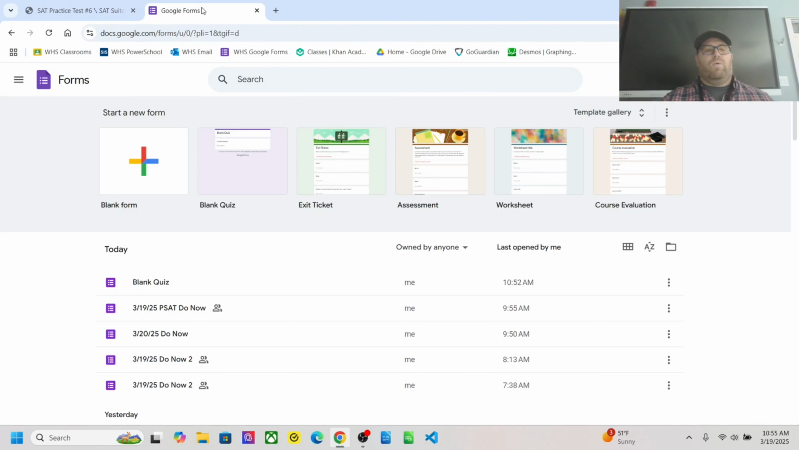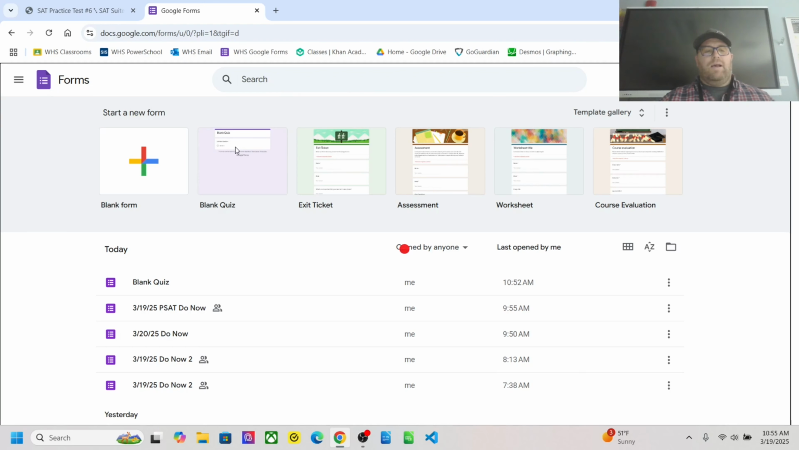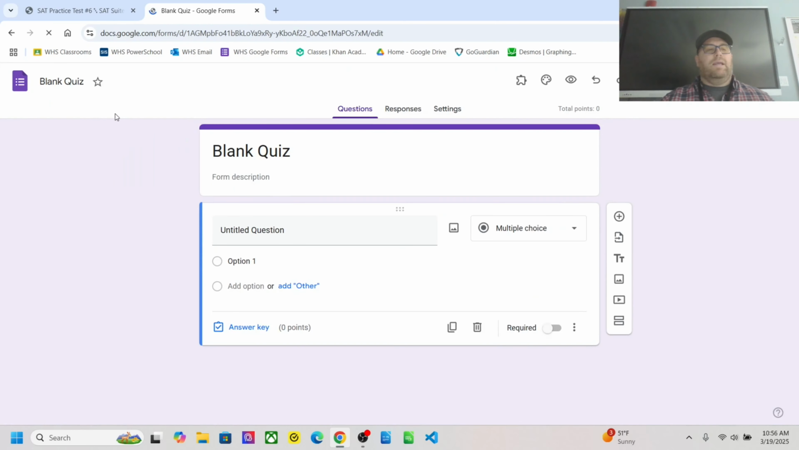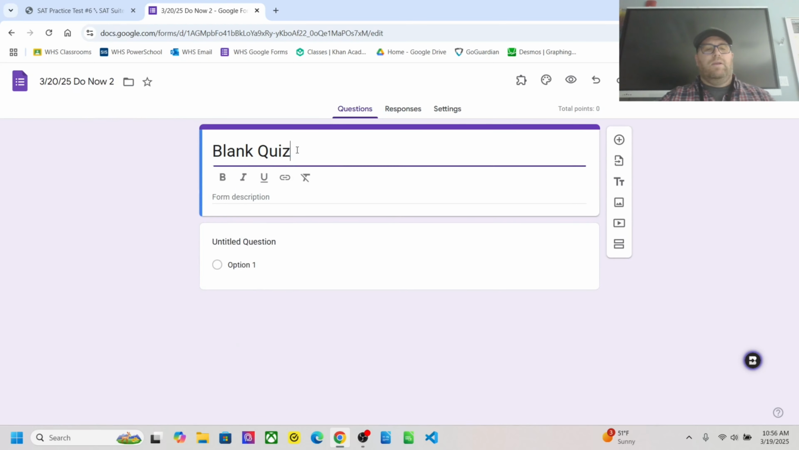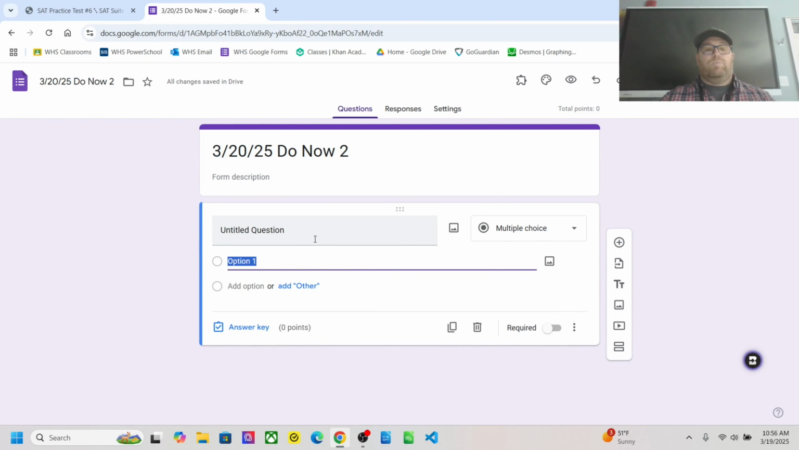And I'm going to walk you through how I use Google Forms. So to create a do now, I'm going to select blank quiz. And I want to give it a name. Let's call it 3/20/25, which is tomorrow. Do now 2, because I'm actually going to share this with a colleague, and because she wants to learn how to use this. So I'm going to create a question.